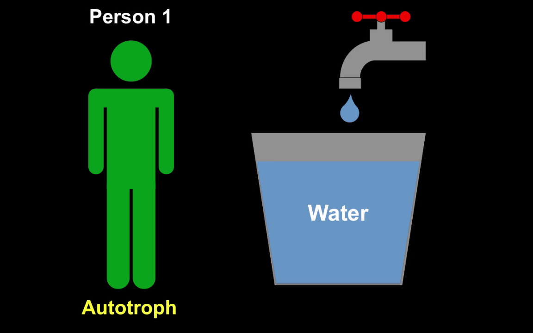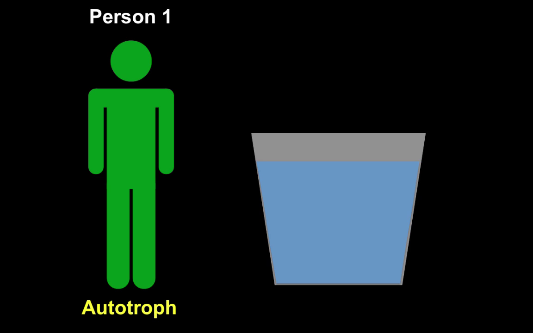Similar to how an autotroph is the only one that can actually take the energy from the sun. So this filling the water bucket represents photosynthesis, and the water represents energy. So this person has a whole bunch of energy. Now, because they need energy to survive, they're going to use a little bit of it.